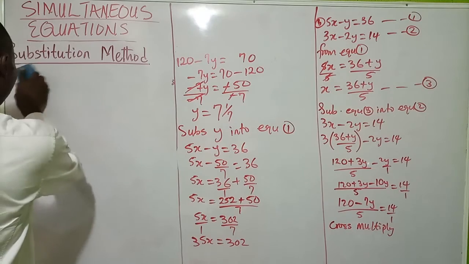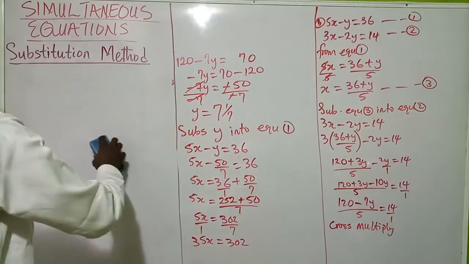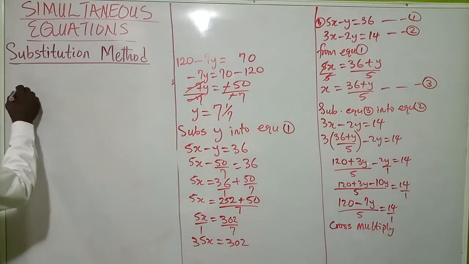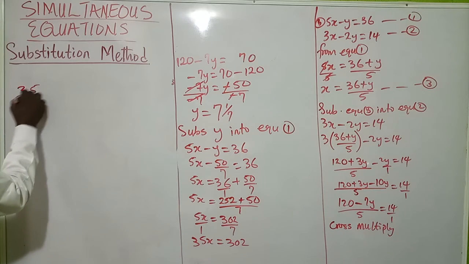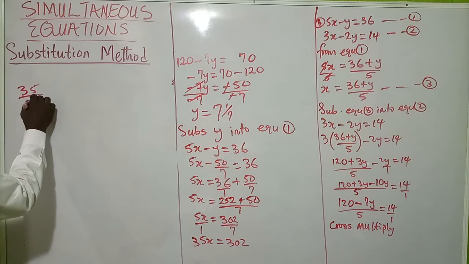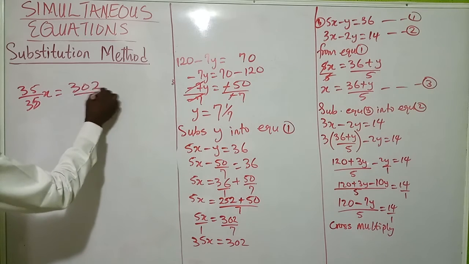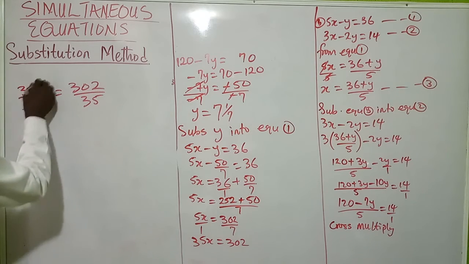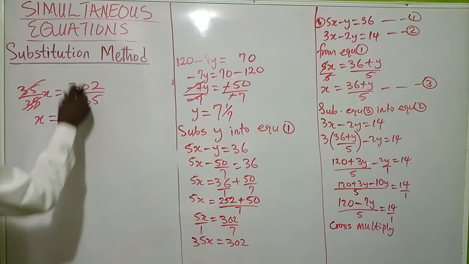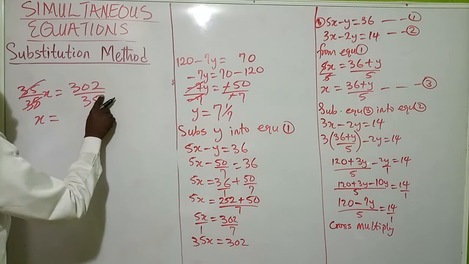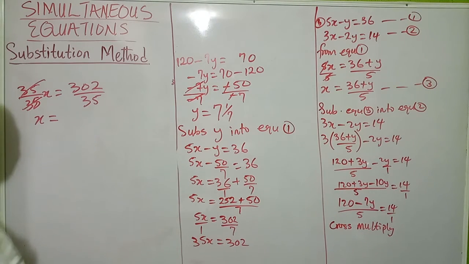Now dividing both sides, 35x over 35 is equal to 302 over 35. So x equals 302 over 35. Now let's see if they have anything in common. This is ending with 5, this is ending with 2. They don't have any common factor at all.